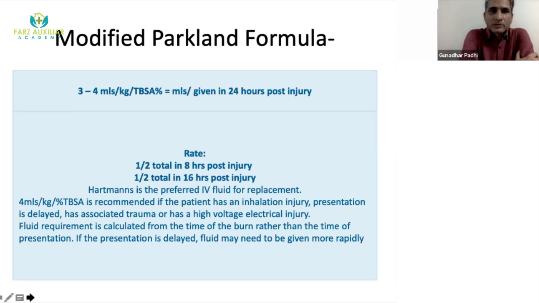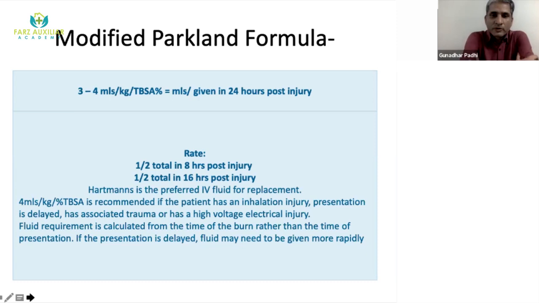What is more important is the modified Parkland formula. So what is the modified Parkland formula? It suggests 4 ml per kg per percentage of total body surface area burn, and that amount of fluid in ml should be given in 24 hours post injury. For example, if the person suffers a 15% total body surface area burn and weighs 50 kg, he will require 15 into 50 into 4 ml. This is the total amount of fluid that has to be given within 24 hours. Half of this fluid should be given within 8 hours, and the remaining half within the next 16 hours.